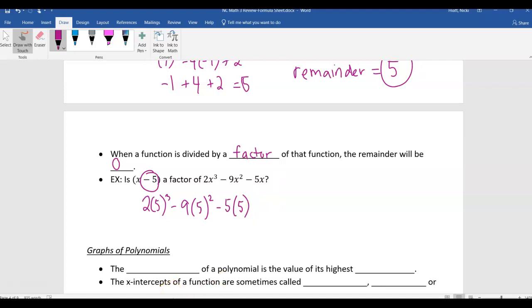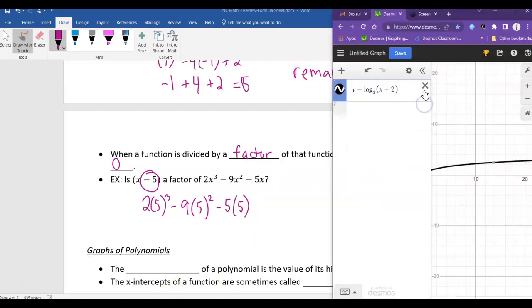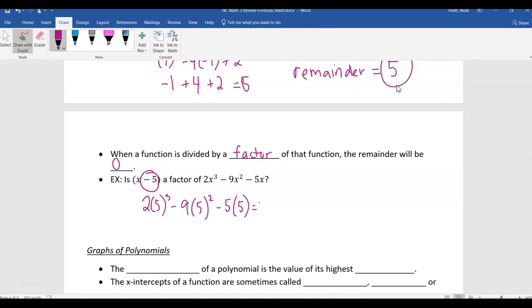And the numbers are going to get a little bit big on that, so let's just type that into Desmos. 2 times 5 to the third, on the outside, third minus 9 times 5 to the second minus 5 times 5. And you see we get 0. And since this equals 0, that means that the remainder is 0. And if the remainder is 0, then x minus 5 is a factor. It divides evenly. So we would say yes for this. X minus 5 is a factor.